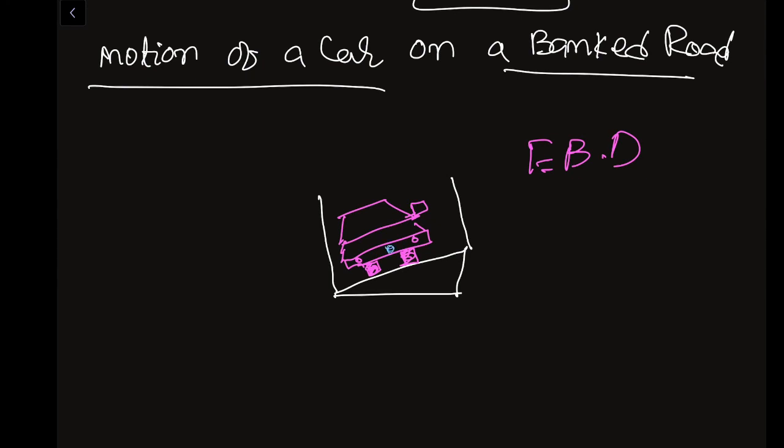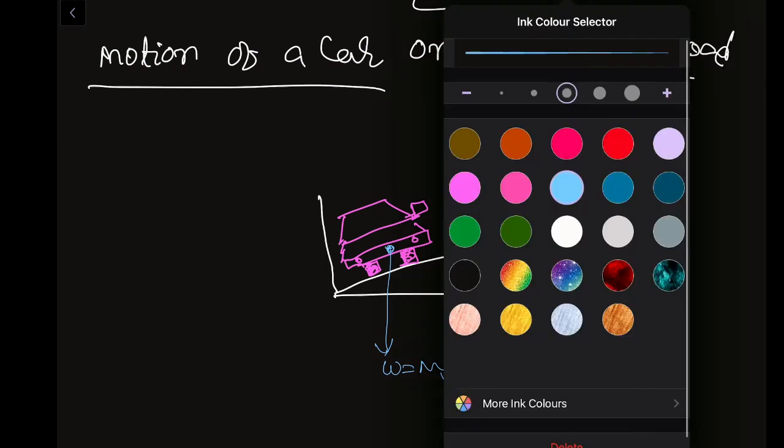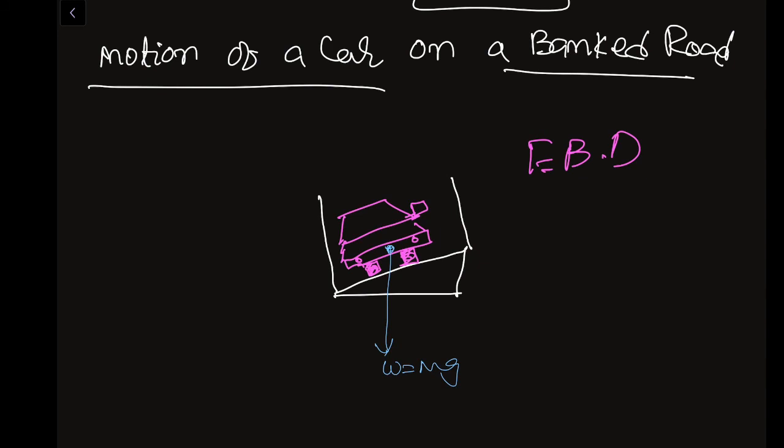Weight is acting downward, children. W equal to mg. And the normal force, it is R, the reaction or normal force. In this case, the force is acting horizontally. Now we need to assume vertical component and horizontal component, like this. Here we have to get some angle.